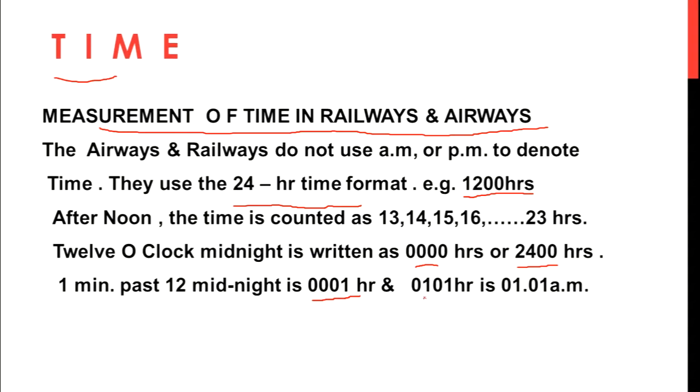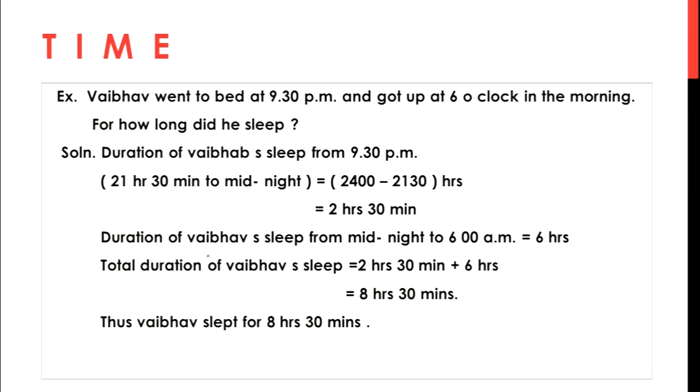And similarly 0101 means 1 minute past 1 in the morning, after midnight. Next comes an example. Another example: Vaibhav went to bed at 9:30 p.m. and got up at 6 o'clock in the morning. For how long did he sleep?